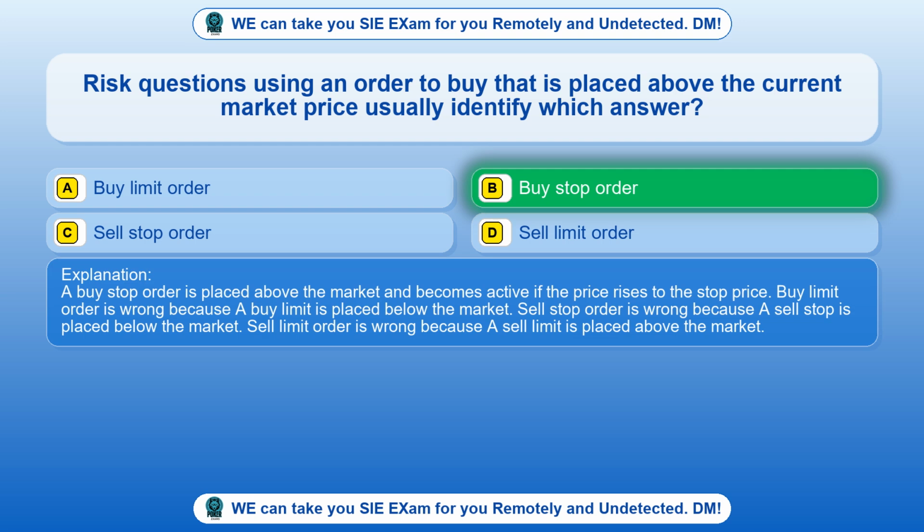A buy stop order is placed above the market and becomes active if the price rises to the stop price. Buy limit order is wrong because a buy limit is placed below the market. Sell stop order is wrong because a sell stop is placed below the market. Sell limit order is wrong because a sell limit is placed above the market.